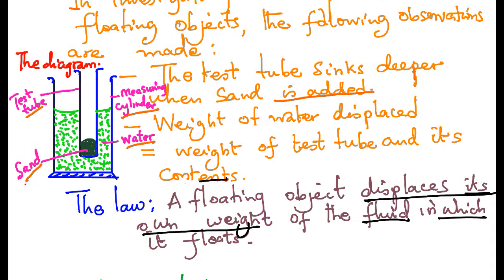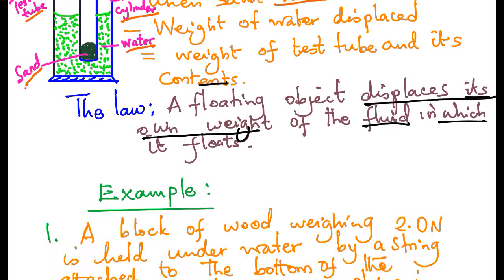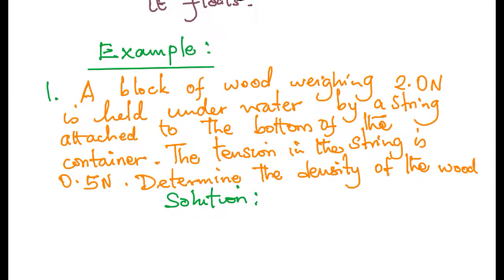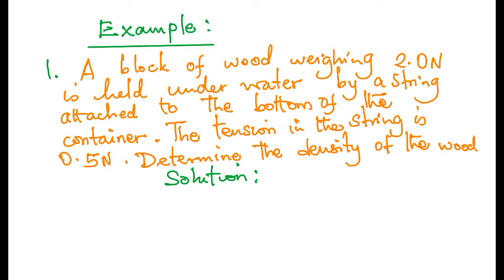Let's now look at an example on how the law can be applied. 1. A block of wood weighing 2.0 newtons is held under water by a string attached to the bottom of the container. The tension in the string is 0.5 newtons. Determine the density of the wood.